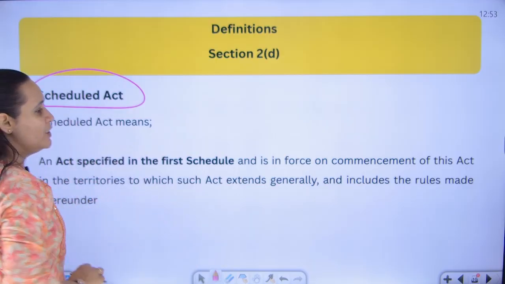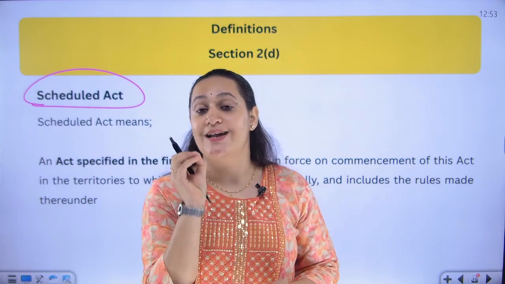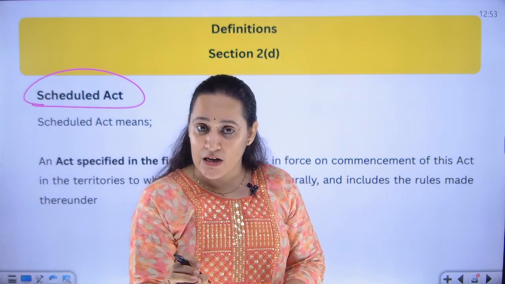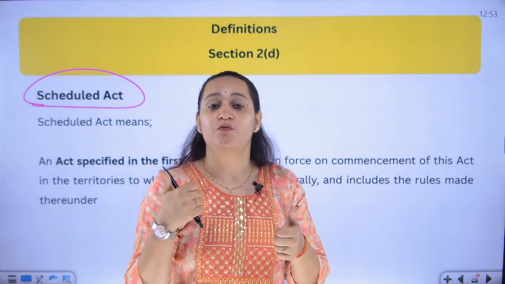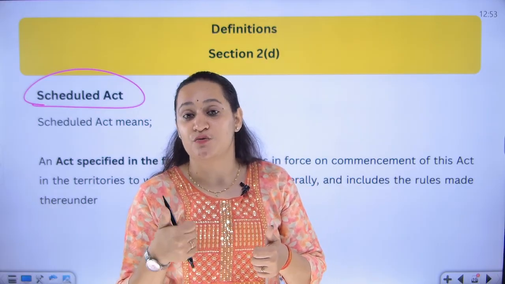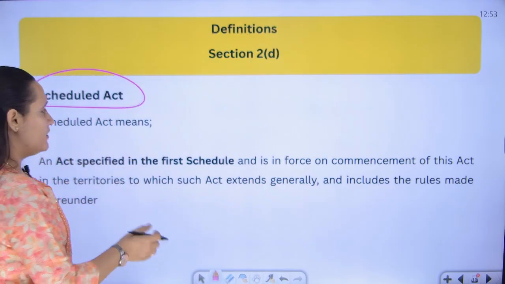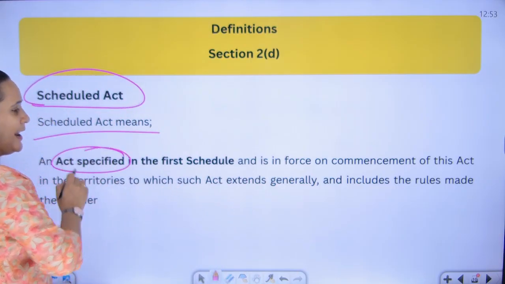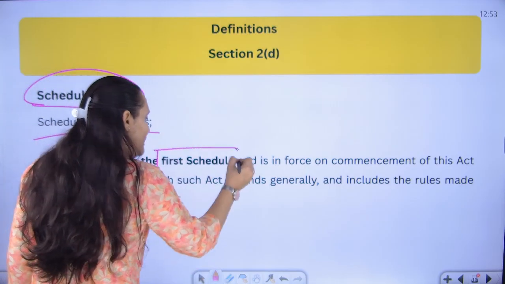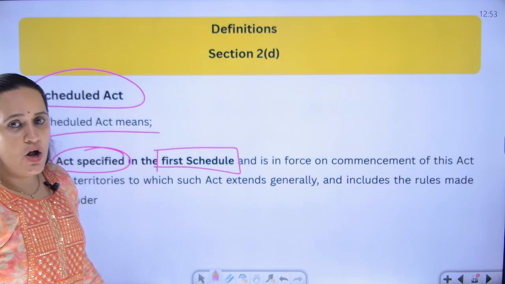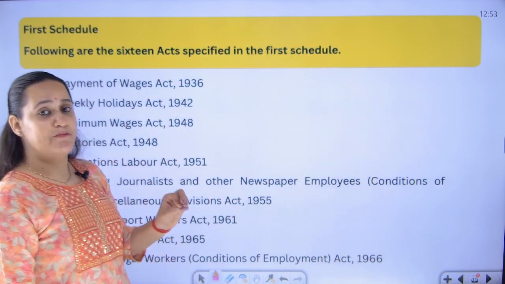Getting to what is the Scheduled Act, like I told you, we have identified 16 enactments from which you can claim an exemption of applicability with respect to filing of annual returns and with respect to maintenance of registers and records. So now, what are those Scheduled Acts? Scheduled Act means all those enactments, all those statutes, all those legislations which have been mentioned under Schedule 1 of this enactment. What are those 16 enactments that have been specified?